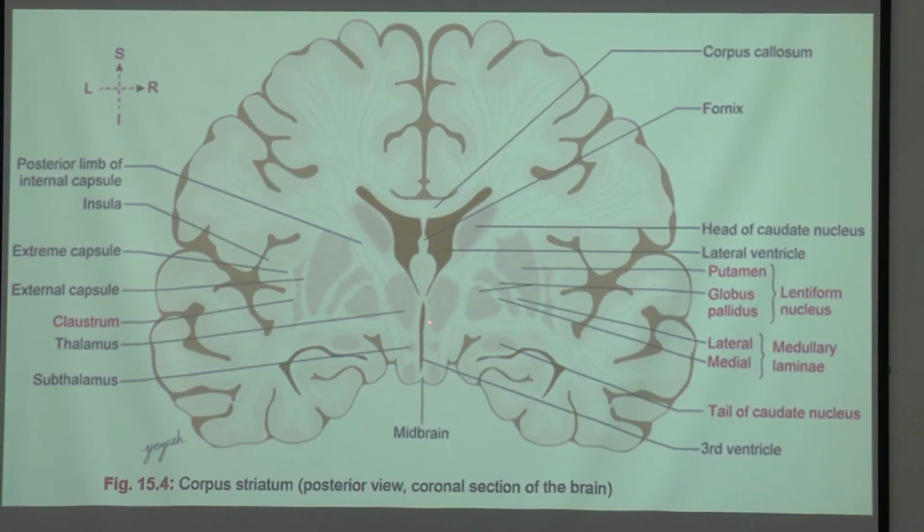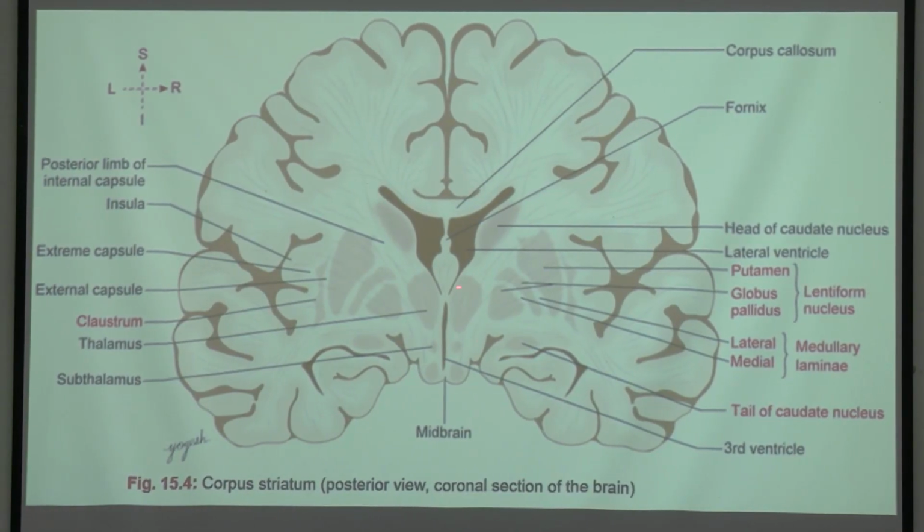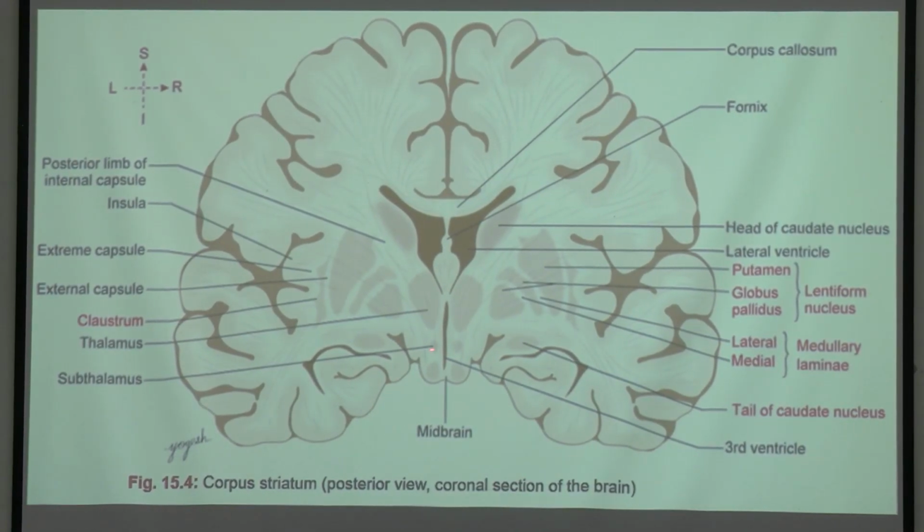Then below the thalamus we can find another region which is called the subthalamic nucleus. Lateral to the lentiform nucleus, we can find another grey matter, the claustrum. So as a whole they form the basal nuclei or basal ganglia.